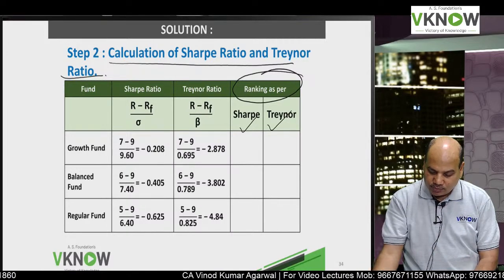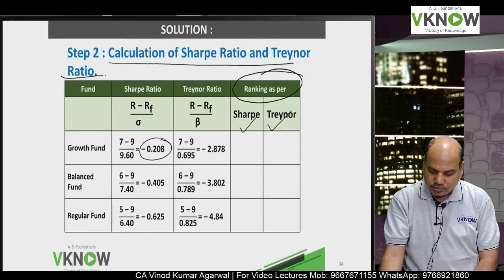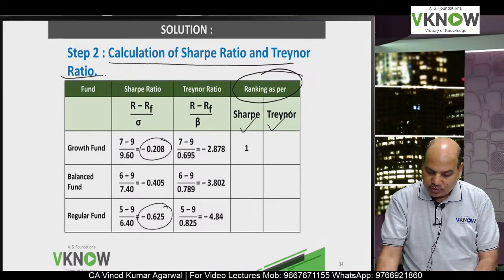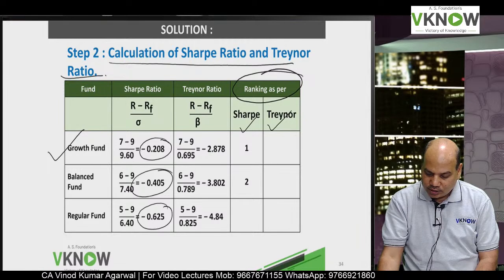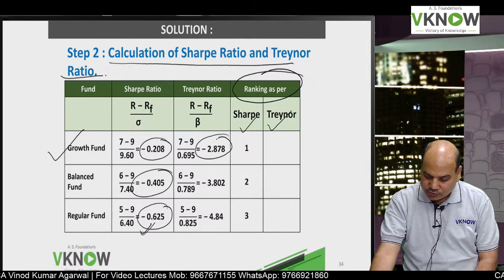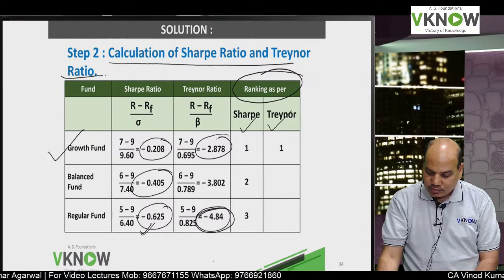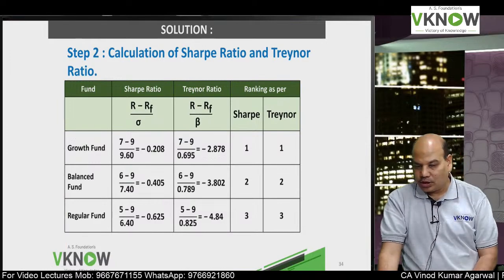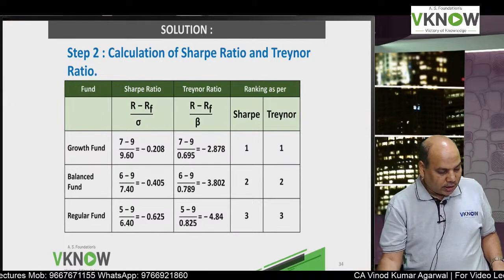Now let us rank them. All are negative. Lower negative is better than higher negative. So rank will be 1 for growth fund under Sharpe. Then this is between the two, second, and this is worst, third rank. Same thing for Treynor. This is first rank because it is the lowest negative. This is the highest negative. So 1, 2, 3. So all are negative, but we have to give rank because the question wants us to rank them. So this is my second answer.